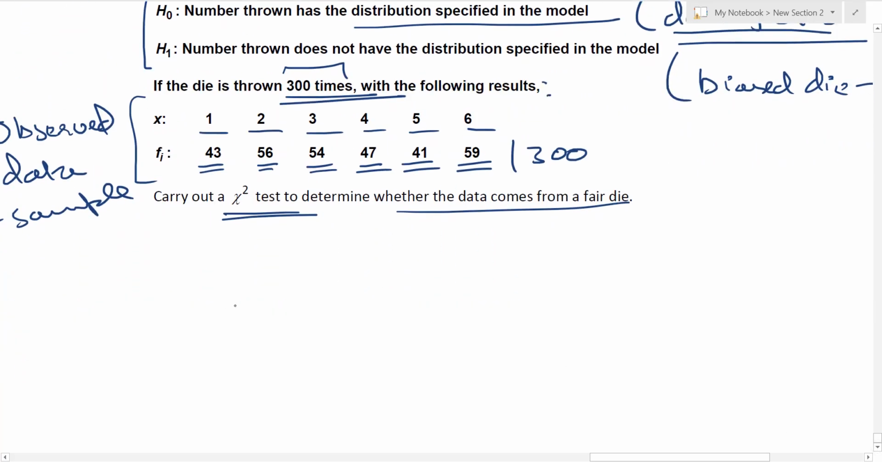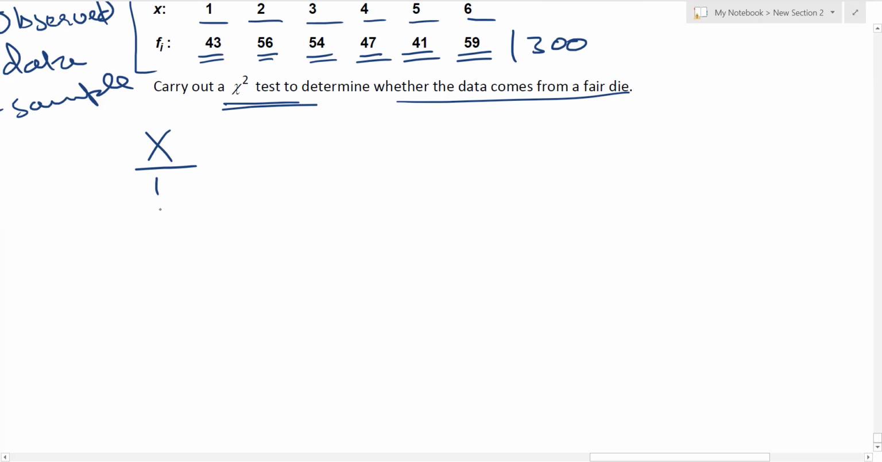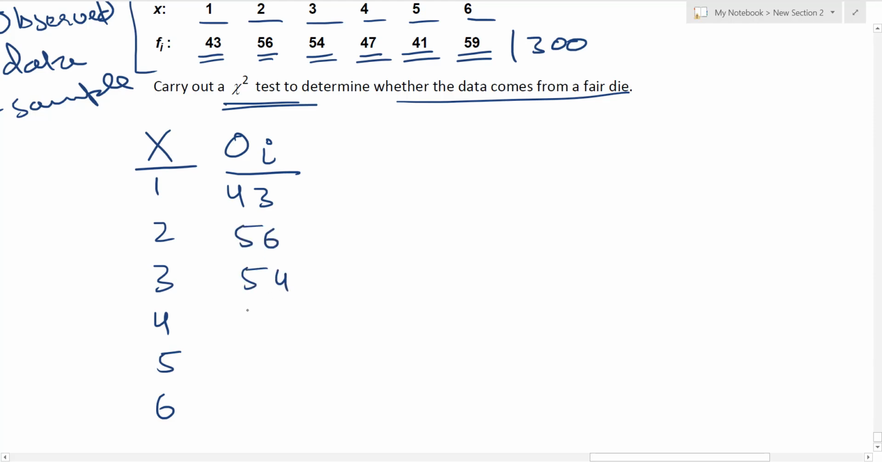Now under this, how do you check? This is your observed data. First of all, let's write our observed data. So instead of calling it fi, I'll call it oi. That is the notation we use here. So 1, 2, 3, 4, 5, and 6. These are the 6 values that it can take, and the observed data values are observed frequencies. OI stands for observed frequencies. 43, 56, 54, 47, 41, and 59. These are all the observed frequencies.